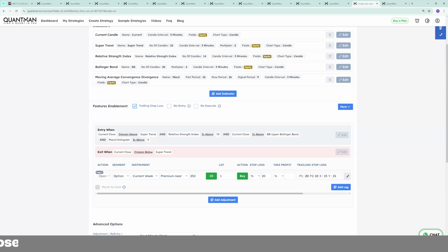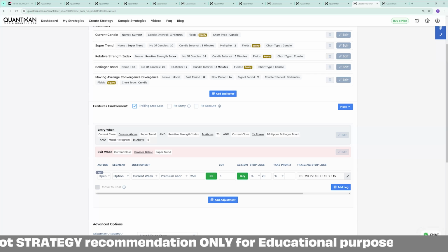Actually, for the Zerodha broker, there is a subdomain available for Zerodha users. You can use that subdomain.